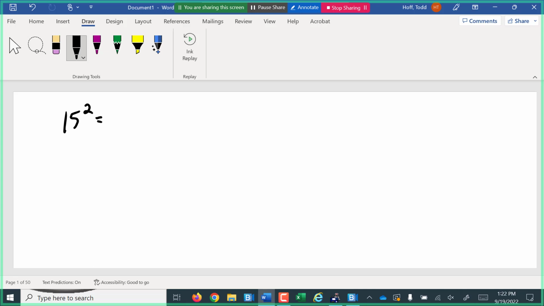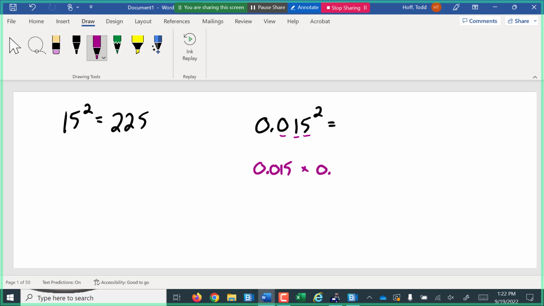If 15 squared is 225, using what we learned on Friday, if I have 0.015 squared, what does that have to be? First of all, can anybody tell me how many decimal places it needs to have? So remember, squared means it's going to be times itself. We have 1, 2, 3, 4, 5, 6 decimal places.